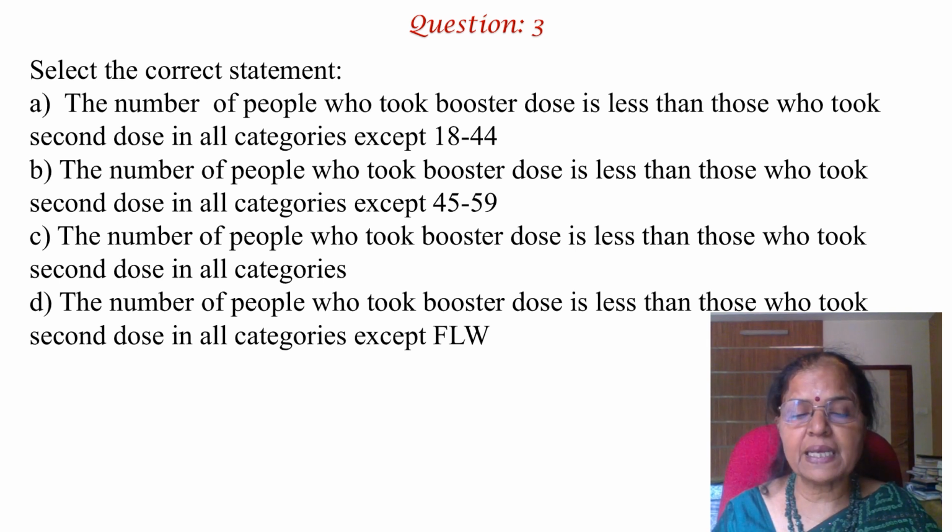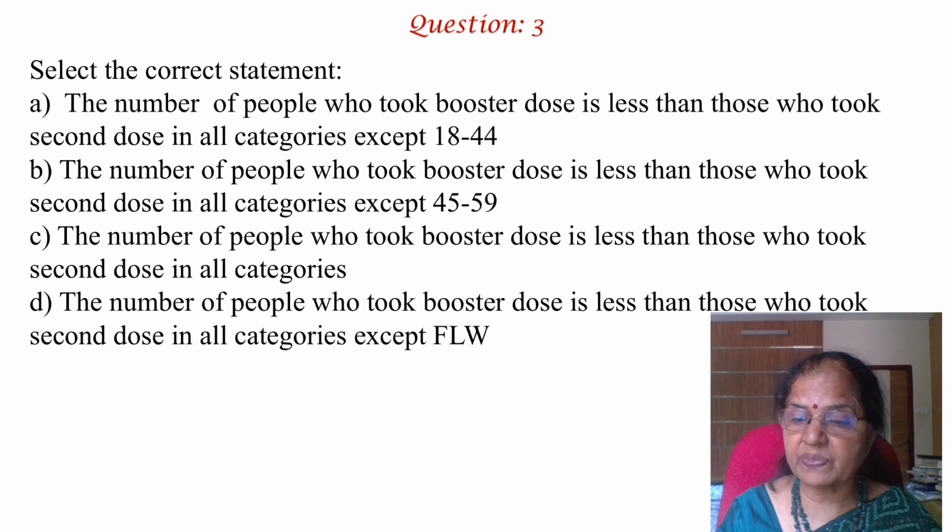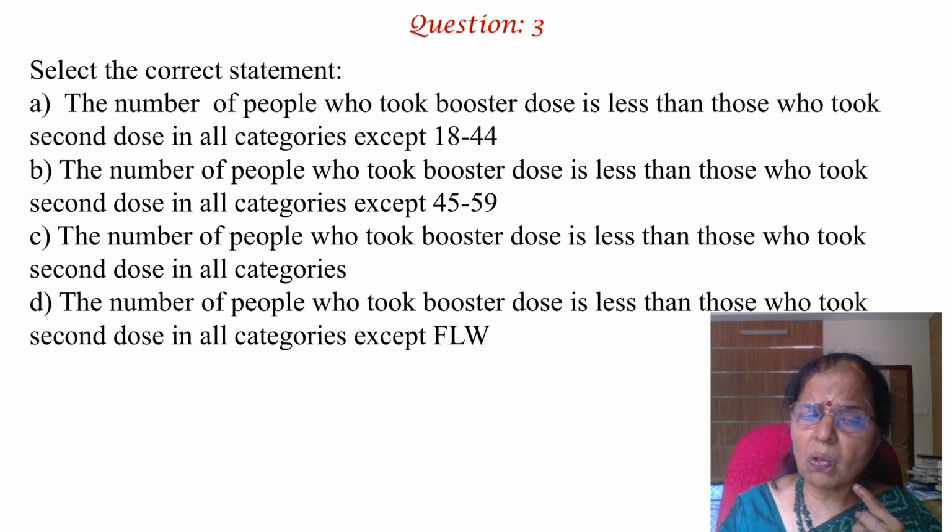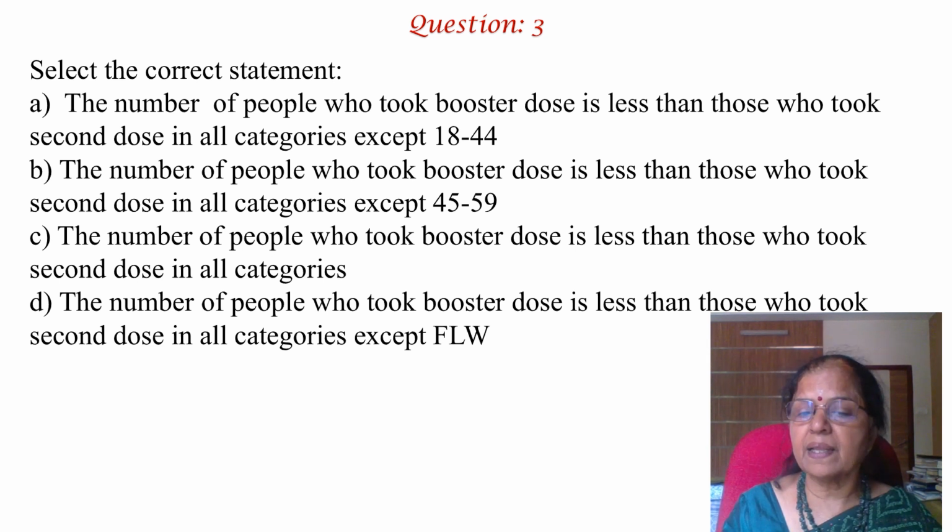And C statement says the number of people who took booster dose is less than those who took second dose in all categories. We know already, we have seen that the percentage of people who took booster dose is less than those who took the second dose in all the categories. So that is the correct statement. All the other statements say except one group. But we know that in all the groups, people who took booster dose is lesser than those who took the second dose. So C is the correct option.